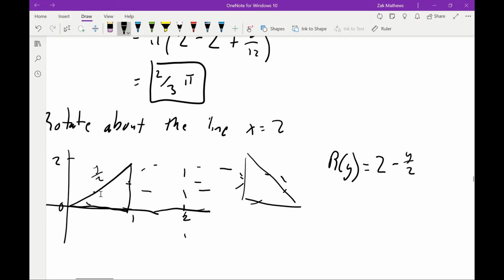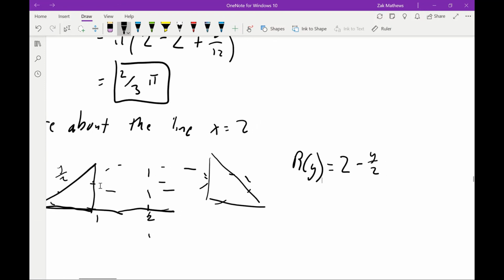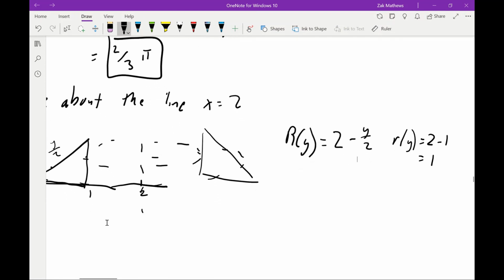That entire distance, how do we find the distance between 2 points? We subtract, the larger 2 minus the smaller y over 2. And then the smaller radius, that would be this distance right here. We're going from 1 to 2. Well, this is actually a consistent radius. This is just 1, but we get that by 2 minus 1. It's the axis that we're rotating about minus the function value at that point, which is just a 1. So now we have our outer and inner radius. We can set up our integral.